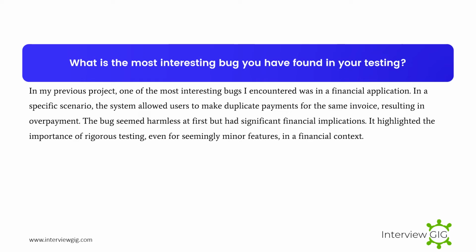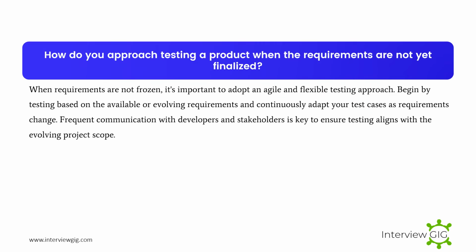What is the most interesting bug you have found in your testing? In my previous project, one of the most interesting bugs I encountered was in a financial application. In a specific scenario, the system allowed users to make duplicate payments for the same invoice, resulting in overpayment. The bug seemed harmless at first but had significant financial implications. It highlighted the importance of rigorous testing, even for seemingly minor features, in a financial context.